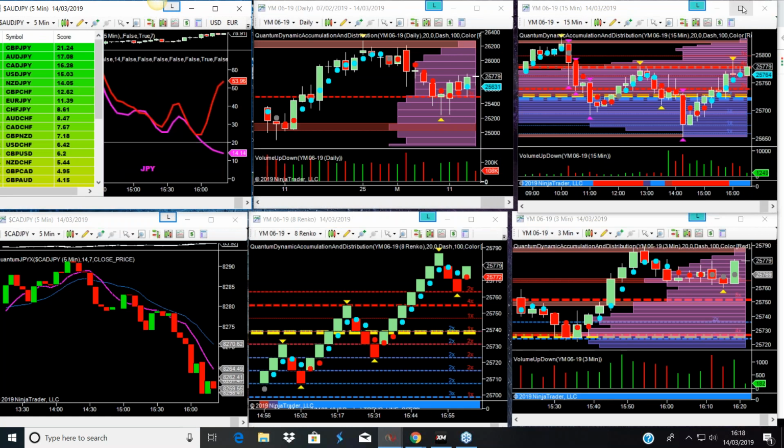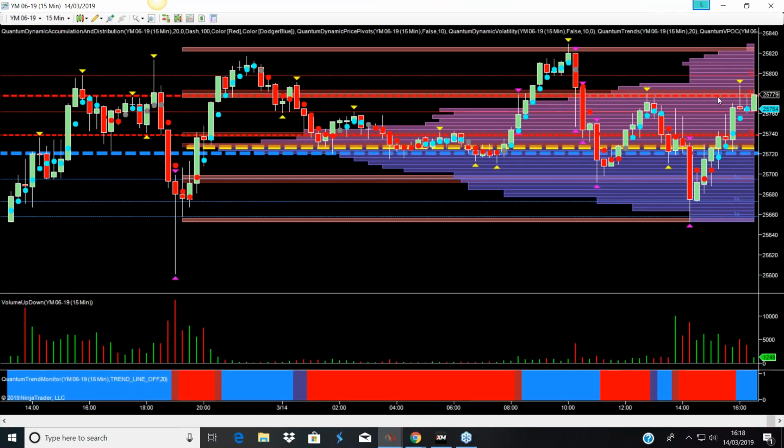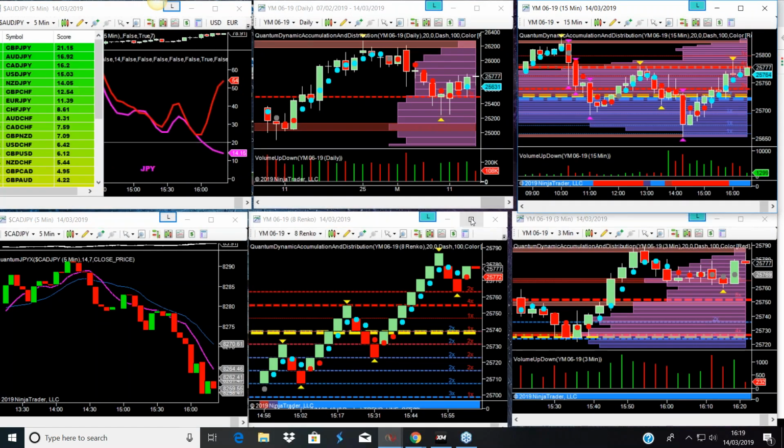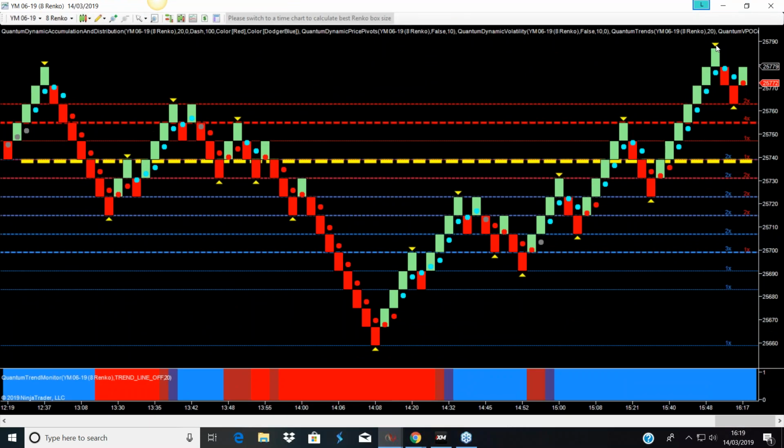And getting back to levels, I've got the 15-minute chart here. I said it was 25,770, something like that. You can see here on this chart, there's quite a strong resistance there, and it's sort of trying to battle its way through at the moment. I've got the Renko here. It's got the same level on the Renko.